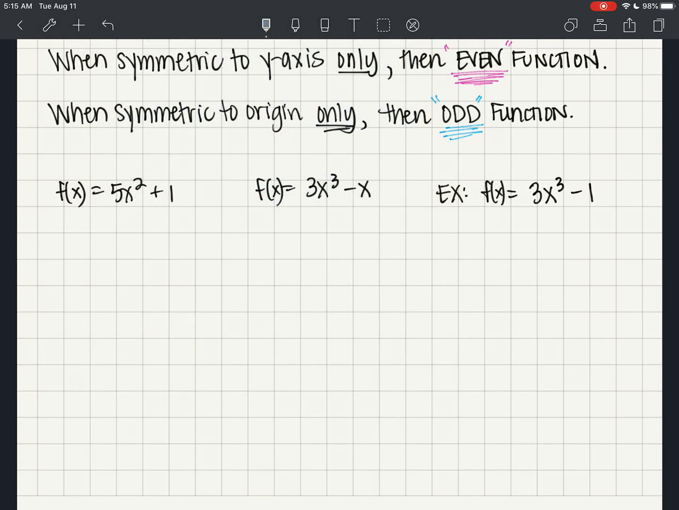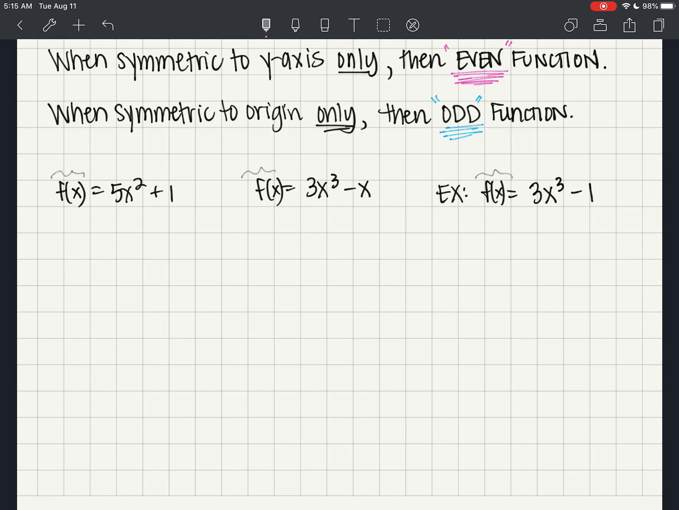Okay, so here we are. We need to determine whether or not these are indeed functions, f of x, f of x, f of x. We need to see if they're even functions or odd functions, or possibly neither. They're not all going to be neither even nor odd. Now, notice that I did say all functions.